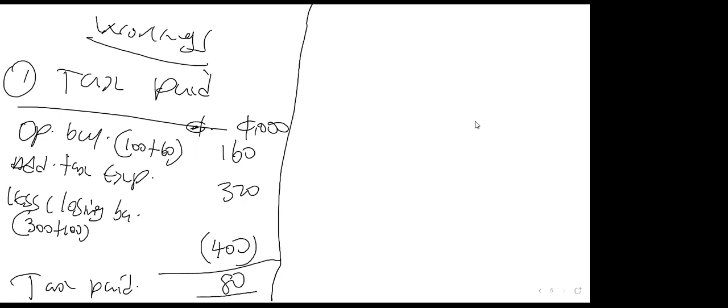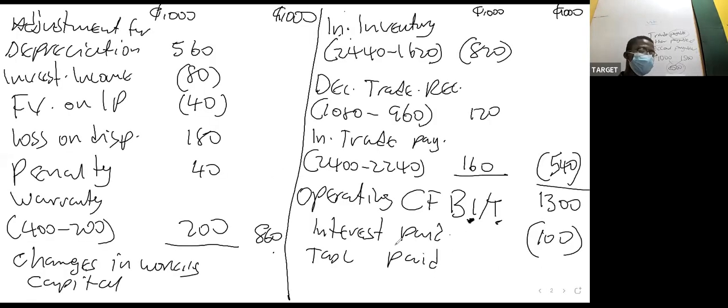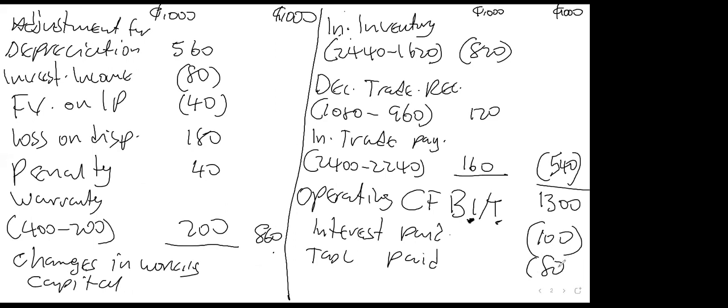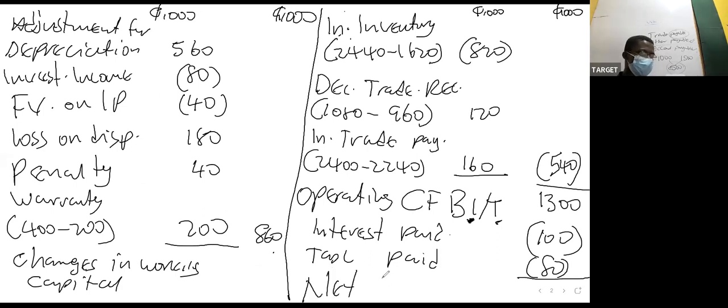Okay, so let's go and put in 80. So 80 here. Third exam now: net cash flow from operating activities. No shortcut. You write OA, then you know. So add up 1,300 minus 100 minus 80. What do you get? 1,120.